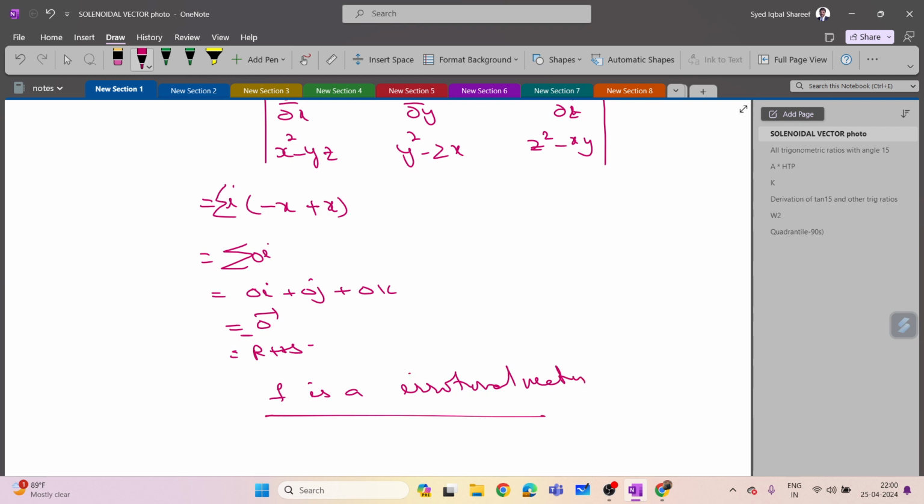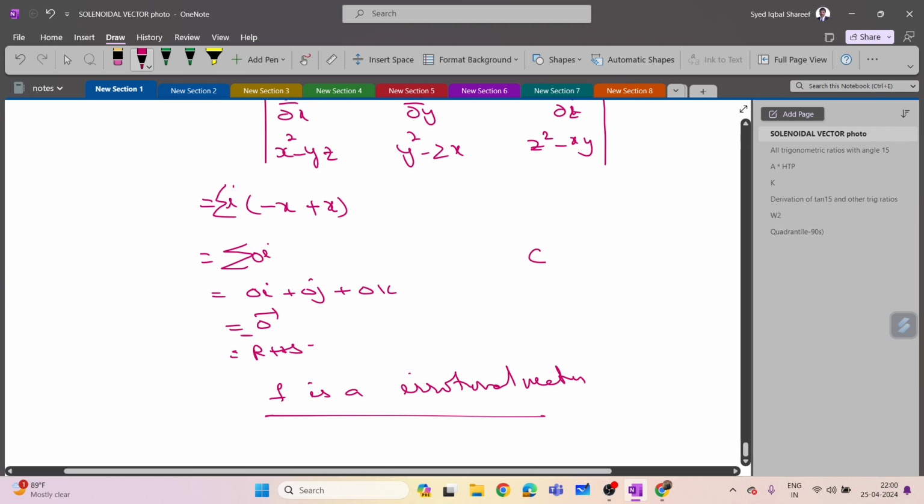That's it. So it is very simple. Irrotational means del cross f equal to 0. Write in the determinant form, prove that it equals 0. That's it. If they ask to find the value of a or b, then we already know del cross f equals 0. Then equate the coefficients of i, j, k. Here 0 is not an ordinary 0, it is a zero vector.